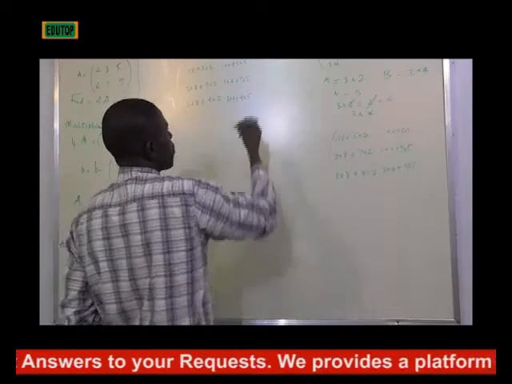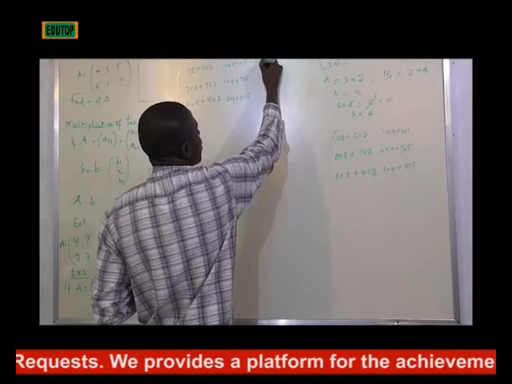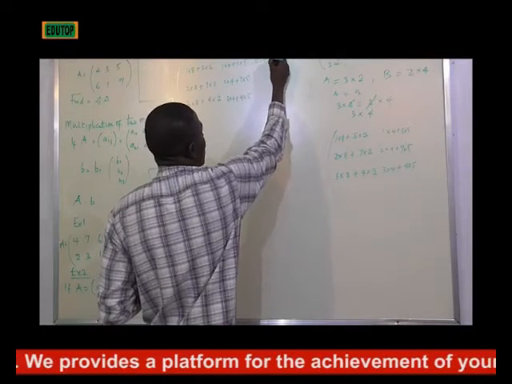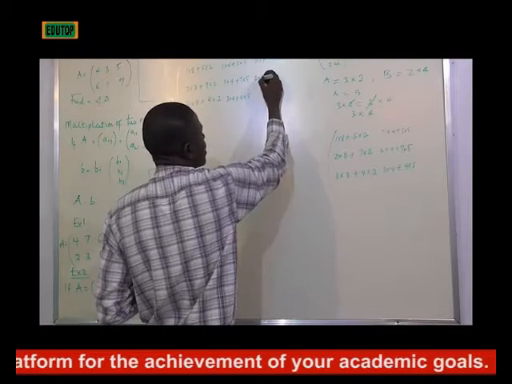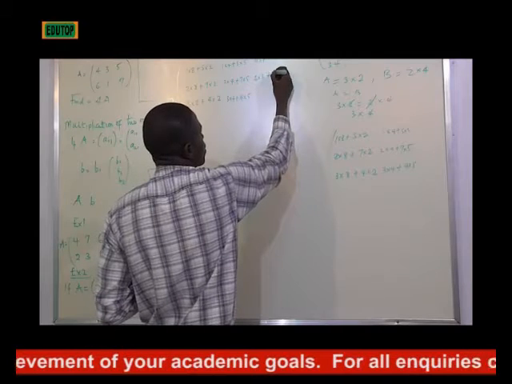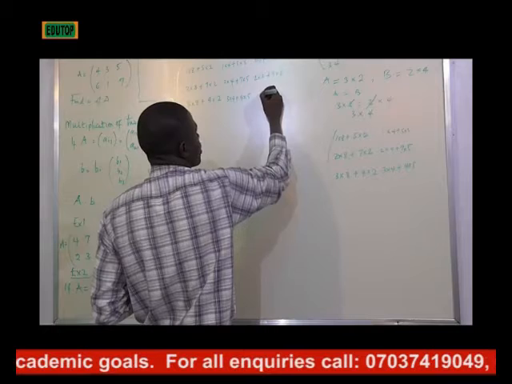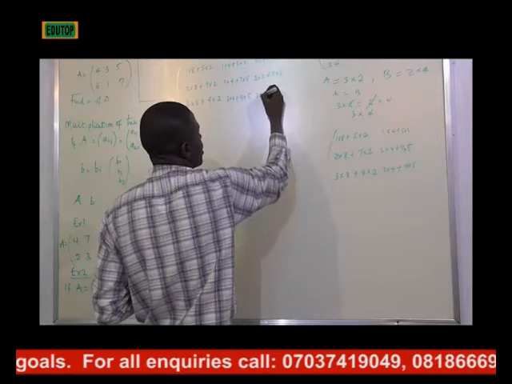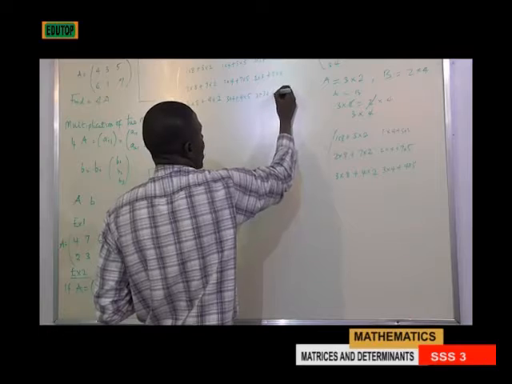Then we have 1 times 3 plus 5 times 8. 2 times 3 plus 7 times 8. 3 times 3 plus 4 times 8.